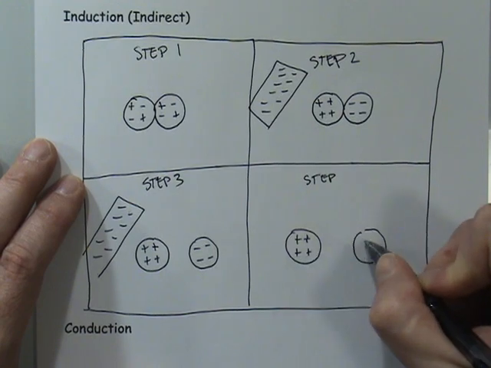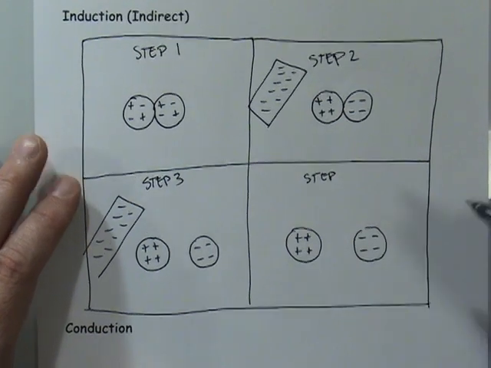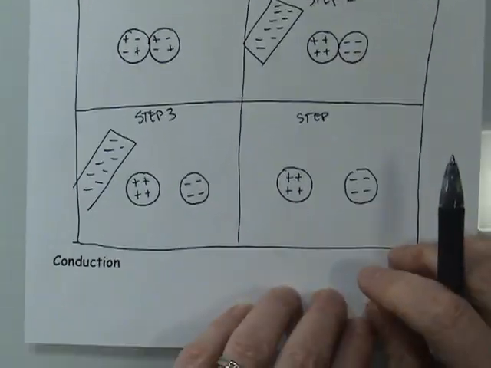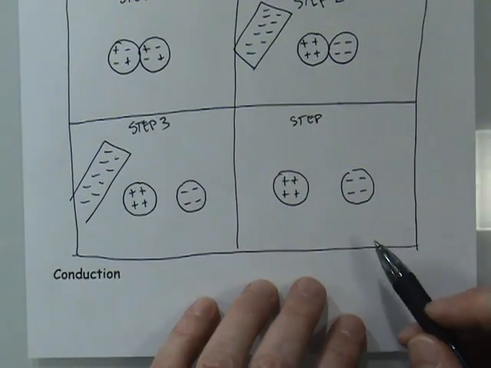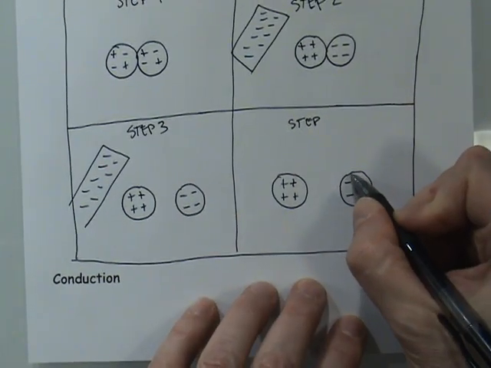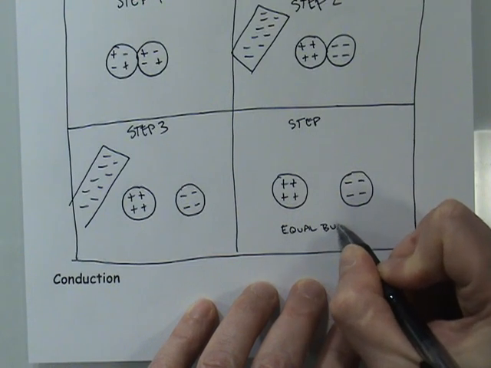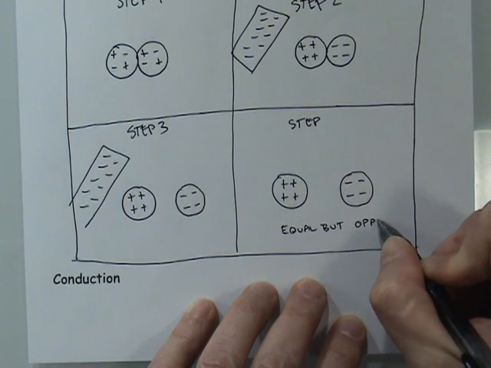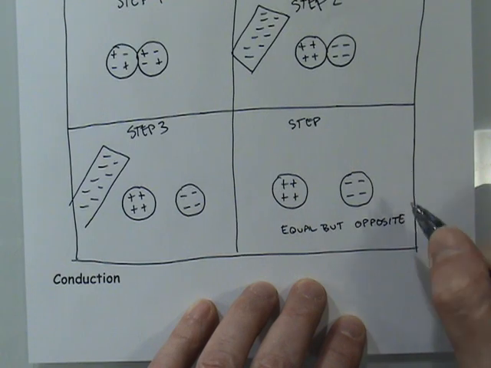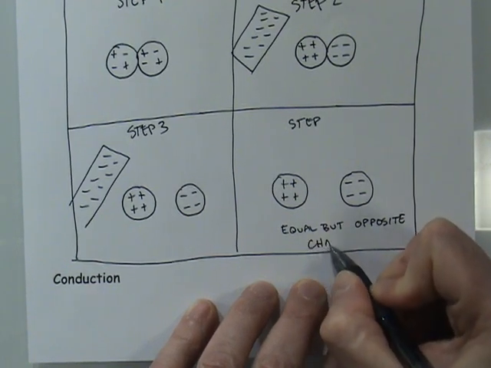I take away the charged rod, and now I have 2 charged objects. And what's really even better about these objects is that they are equally charged. So this is equal but opposite charges. And this is how Coulomb did his work.